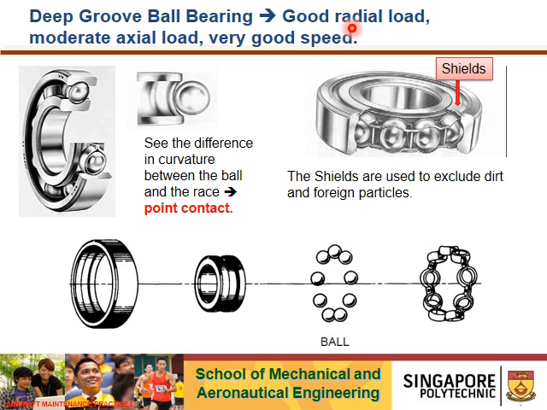Deep groove ball bearing has a very good radial load capacity and moderate axial load capacity. And this type of deep groove ball bearing, due to its curvature with the contact point, can operate at very high speed compared to a normal ball bearing. But the rest, it acts quite similar to a ball bearing.